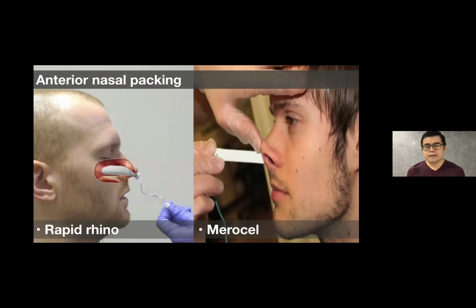But if you can't identify the bleeding point, so it's either bleeding too much or there are too many bleeding points that you can't really cauterize, or you have already tried cauterization but it continues to bleed, the next option is usually anterior nasal packing. So the aim is to compress the bleeding vessel. You can either use a Rapid Rhino, which is essentially a balloon pack that can be inflated or deflated according to how much pressure you want to exert, or Merocel, which is a dehydrated sponge that will expand when it's in contact with blood or fluid, and therefore will compress the bleeding vessel as well.